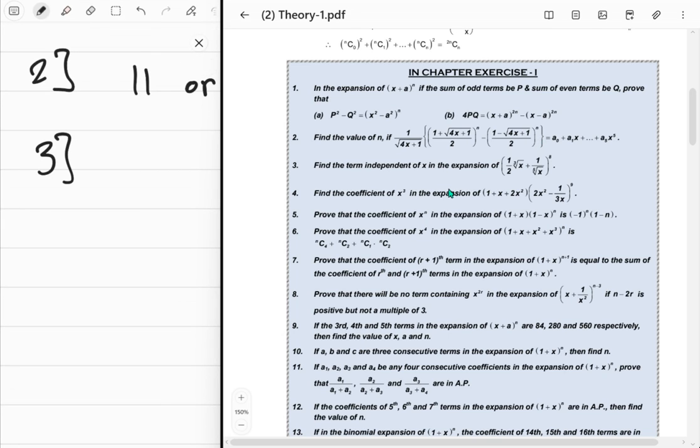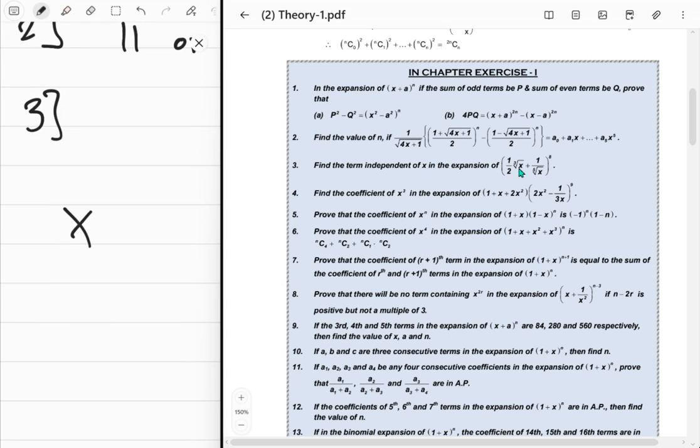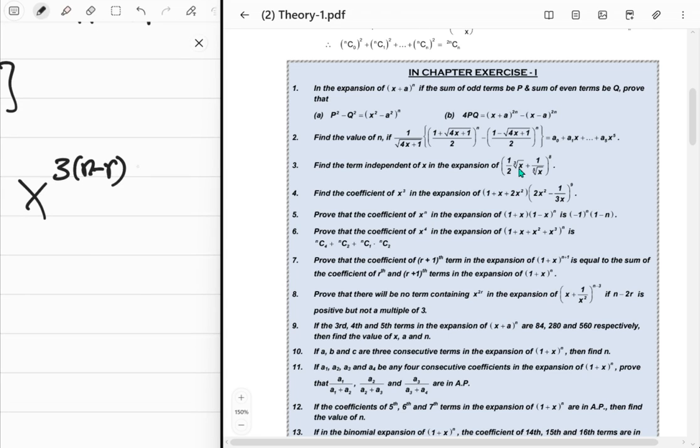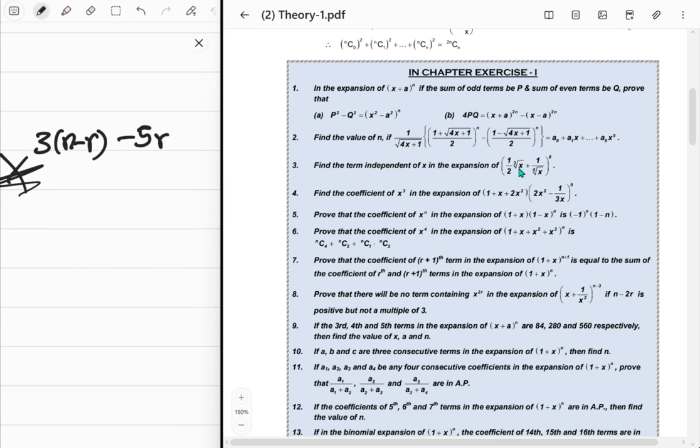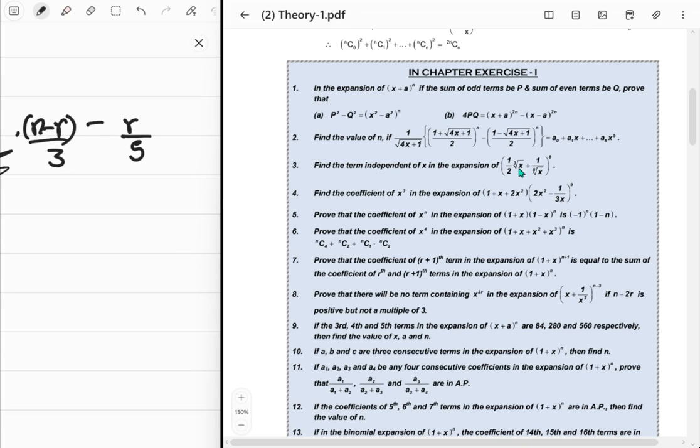Find the term independent of x in the expansion of this whole thing. So the power of 8, huh? You got x power 3 times of n minus r minus 5r. That will be the power of x, right? This whole thing for the general term. Sorry, it should be 1 upon 3. Right, and this has to be 0 if it has to be independent of x.